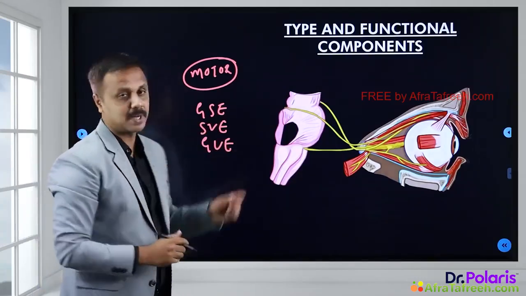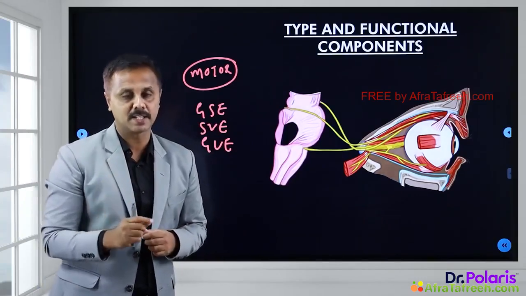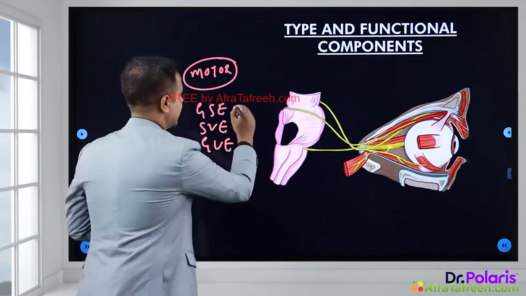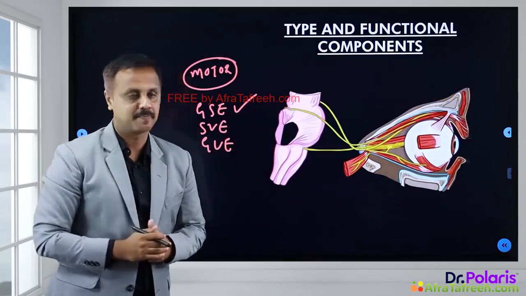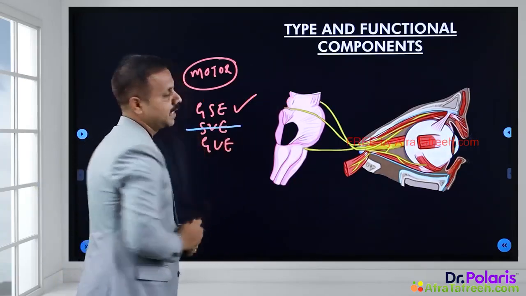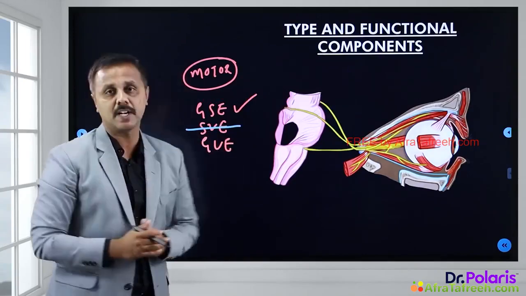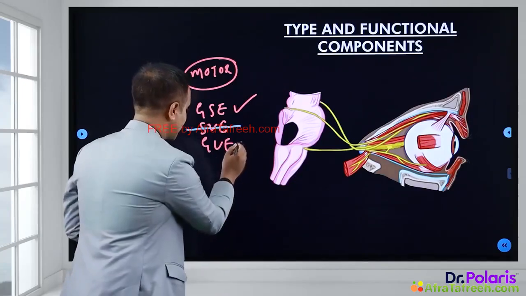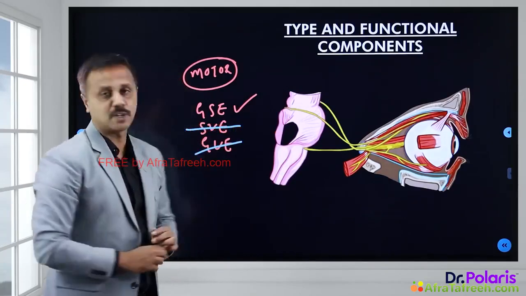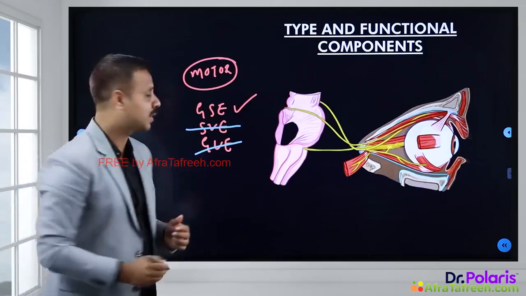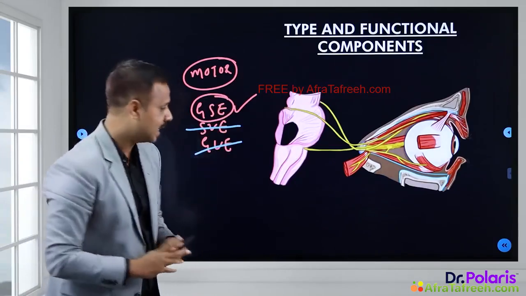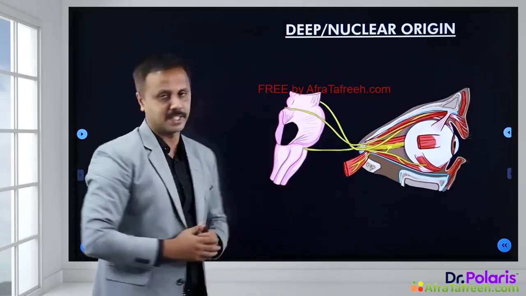Remember, the abducent nerve supplies only one muscle as I mentioned, and that is the lateral rectus, which is one of the extraocular muscles and develops from cranial somites. So there is a general somatic efferent column present in it. The abducent nerve will not supply any muscle derived from the branchial arch, so there is no special visceral efferent column. Neither will it supply any smooth muscle, cardiac muscle or glands present in the head and neck region. So the only functional component present in the abducent nerve, similar to the trochlear nerve, is the general somatic efferent column.